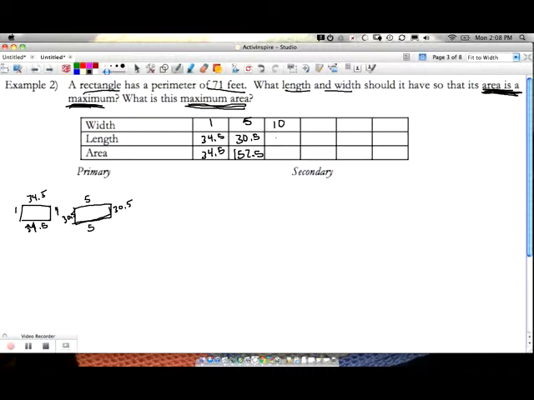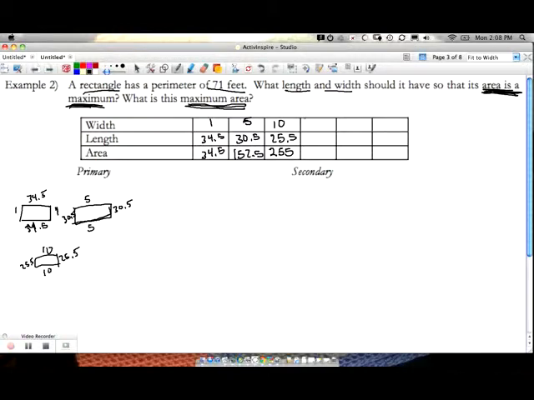Let's go up a little bit more. How about 10? That means we have 10 and 10. And then for the other sides, we have to split the leftover. That's going to be 51. So 25.5 and 25.5. So 10 and 25.5. That would give me 255.